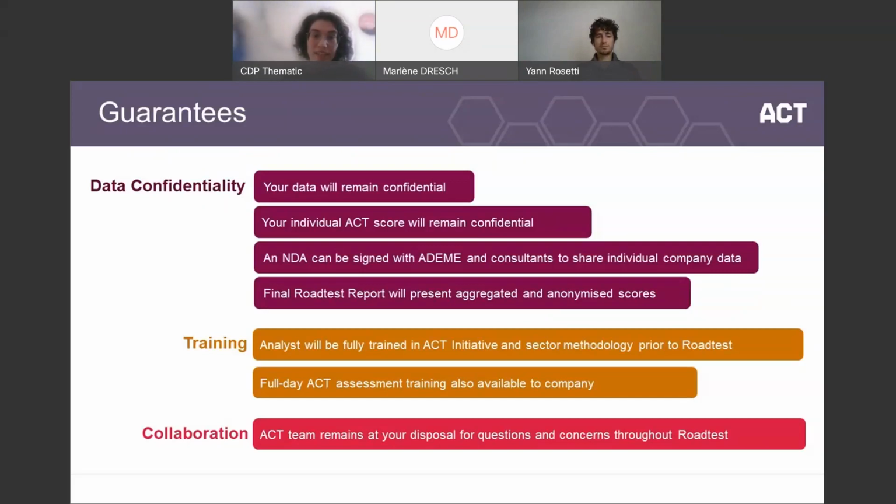In terms of the training, you will have a dedicated analyst that is fully trained in the ACT initiative and in that very specific sectoral methodology prior to the road test, and they'll be available throughout the project to help you with the data collection and to give you the results afterwards. And there is a possibility of having that full day ACT assessment training if you wish to do that. And again, the entire ACT team will be available if you do have any questions or concerns throughout the project.